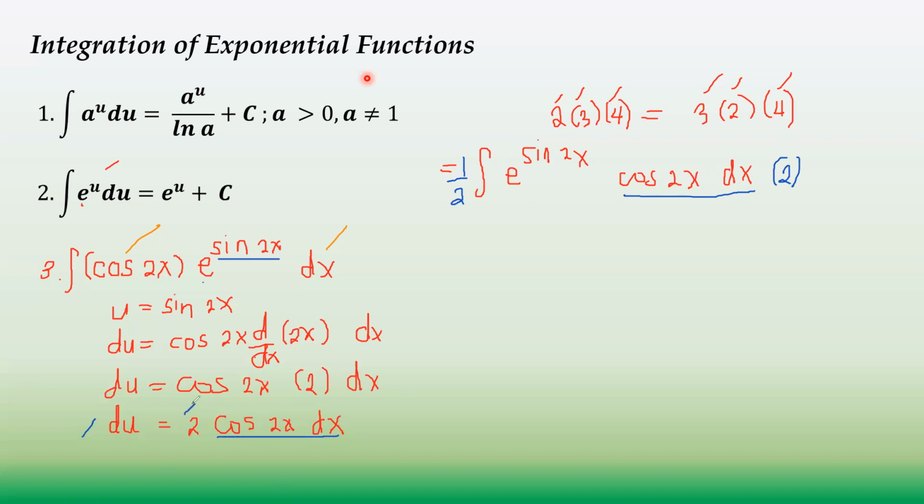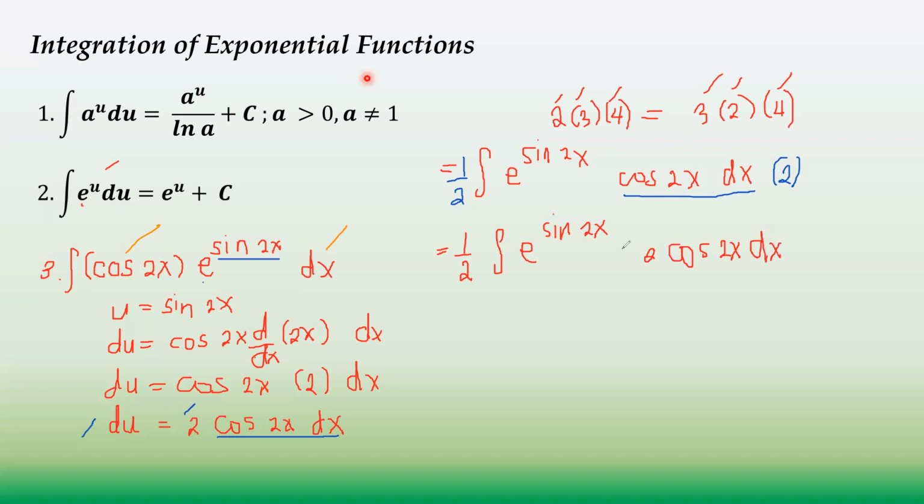Tuloy pagkakaiba nila. So, we're going to multiply 2. Then, labas tayo na reciprocal, 1/2. Then, we will have 1/2 integral of e raised to sine 2x, then 2 cosine 2x dx. Inayos ko lang ng pwesto.